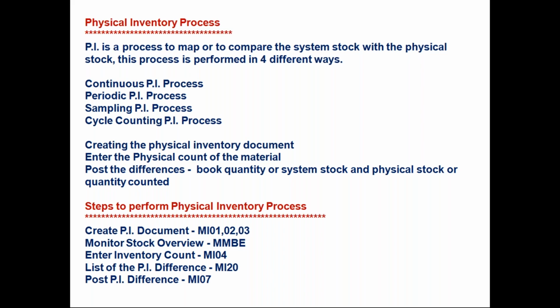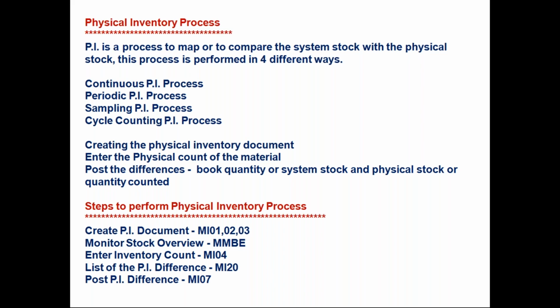Whatever the method and process we perform, the steps will be creating the physical inventory document, entering the physical count of the material, and posting the differences between system stock and physical stock. Normally in the companies, when you are performing this physical inventory process, we are going to block the goods movement. Block the goods movement means no GR, no GI, no TP takes place.